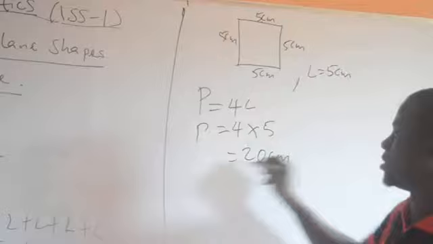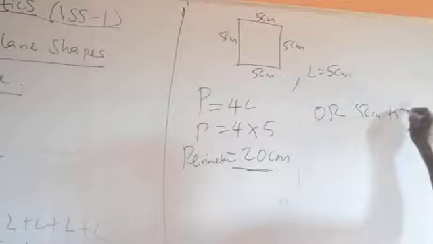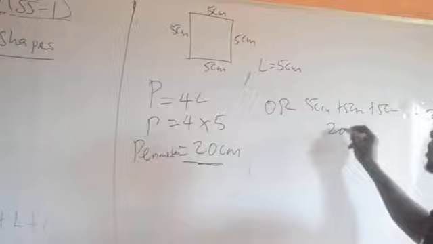Or, as we did before, you can add all the sides together. That is 5 cm plus 5 cm plus 5 cm plus 5 cm. The answer will give you 20 centimeters. So you can choose to follow this pattern or use the formula. So that's the perimeter of a square.